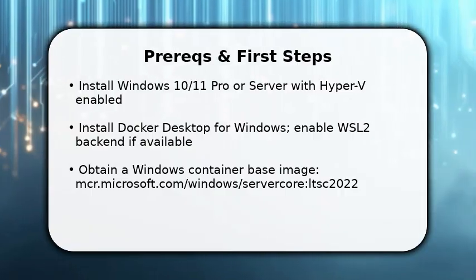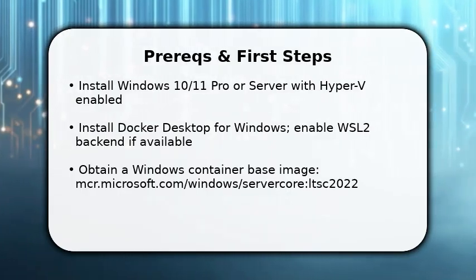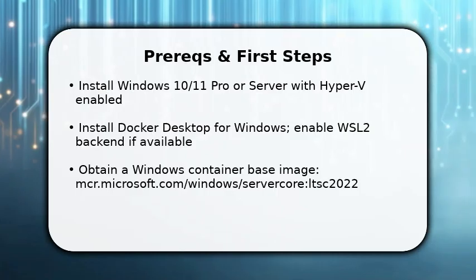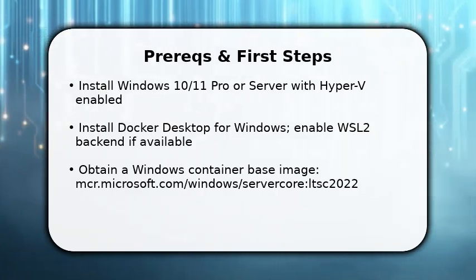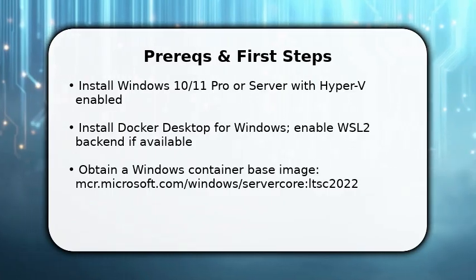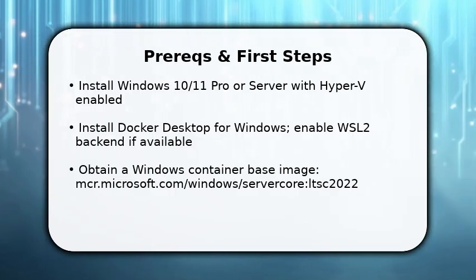You start by confirming prerequisites: a Pro/Server SKU, Hyper-V enabled, and Docker Desktop installed. Once Docker is installed, choose the Windows Containers mode or WSL2 backend. Then pull a matching Windows base image. Use Server Core or Nano as required for compatibility.